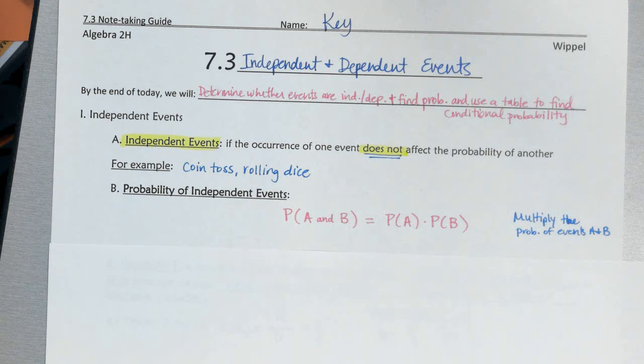Okay, so 7.3 is independent and dependent events. And we're going to identify whether events are independent or dependent. And then we're also going to learn about conditional probability. So it's the probability of finding something when something has already happened. And we'll go over some examples of that. We'll also use a table.